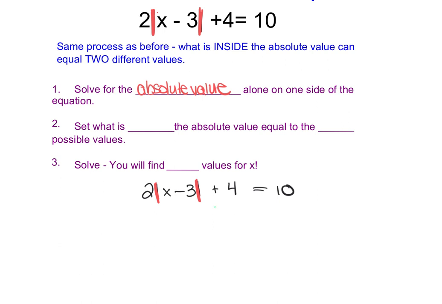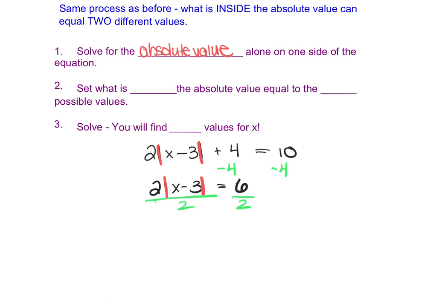So I'm going to start by subtracting the 4 from each side. So we have 2 absolute value x minus 3 is equal to 10 minus 4, which is 6. And remember, our goal is to get the absolute value alone. So now I'm going to divide each side by 2. Notice that I was able to get my absolute value by itself. So here we have the absolute value of x minus 3 is equal to 3. Notice that I was able to get the absolute value by itself without distributing anything in.